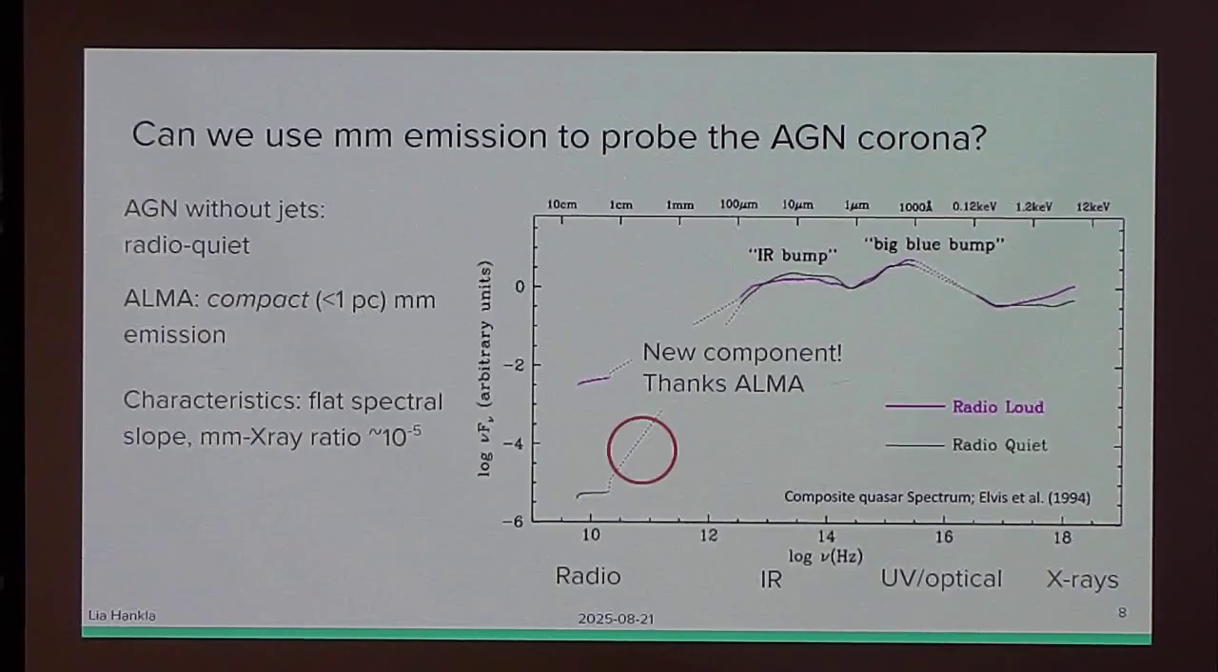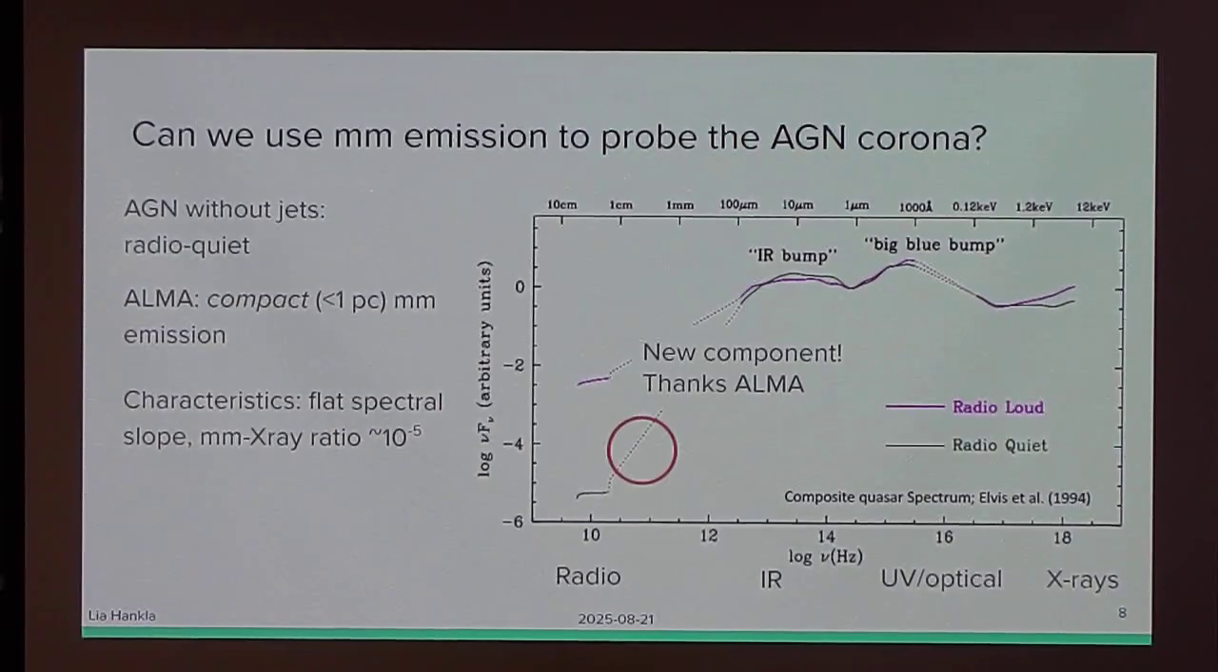They've been characterizing things like this component has a flat spectral slope, for example, which is very odd, as I'll get into. And the amount of energy contained in this component, this millimeter to X-ray ratio, is about 10 to the minus 5, 10 to the minus 4. So there's a lot of excitement about maybe we can use this component to tell us about what's happening in this magnetized plasma. I'm going to unfortunately be the bearer of bad news.